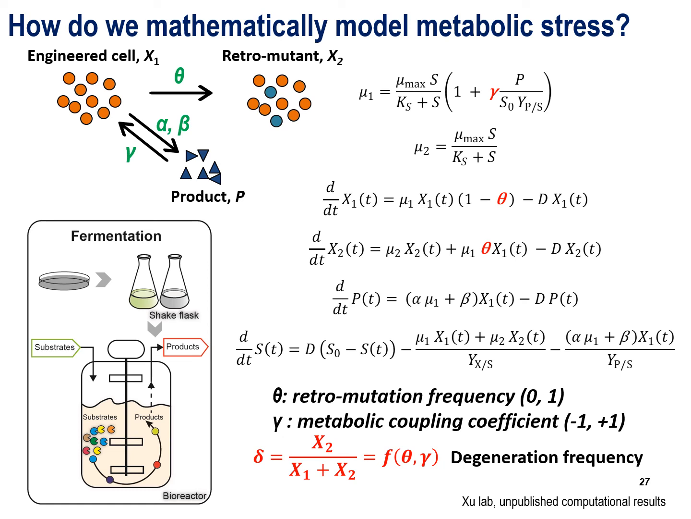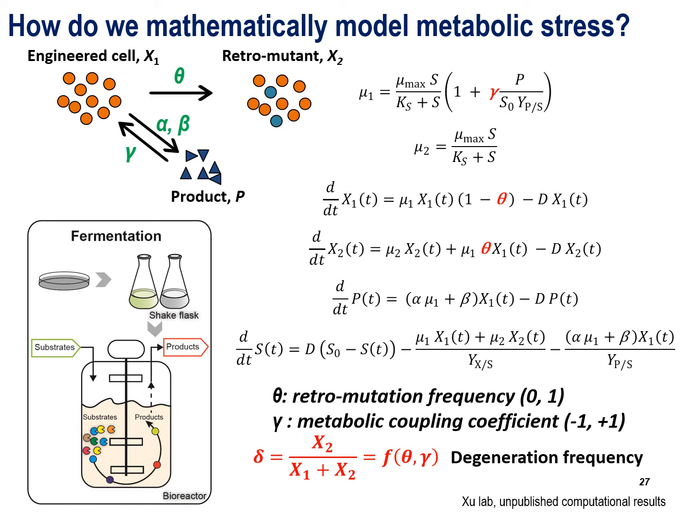If you check our growth fitness function, mu1, which corresponds to the engineered cell, we have a gamma term. So gamma is the metabolic coupling coefficient. When gamma is positive, our final product benefits the growth of the engineered cell. If gamma is negative, the final product is a metabolic burden to the cell. Generally, gamma will be negative, and mu2 is not associated with any gamma, because there's a retro-mutant with a frequency of theta, the retro-mutation frequency.